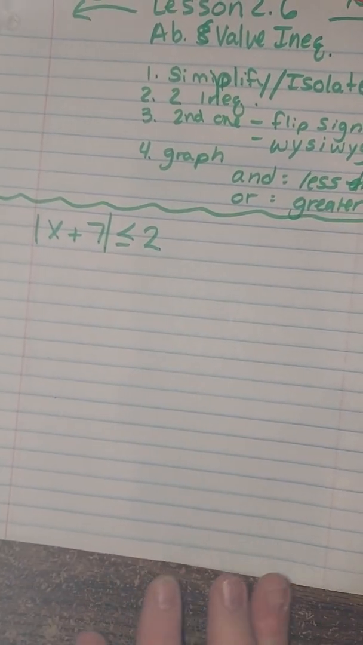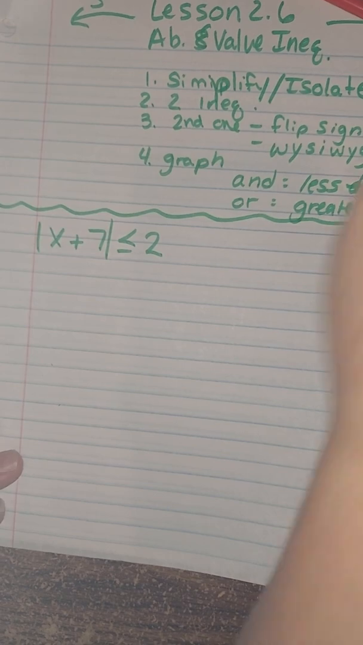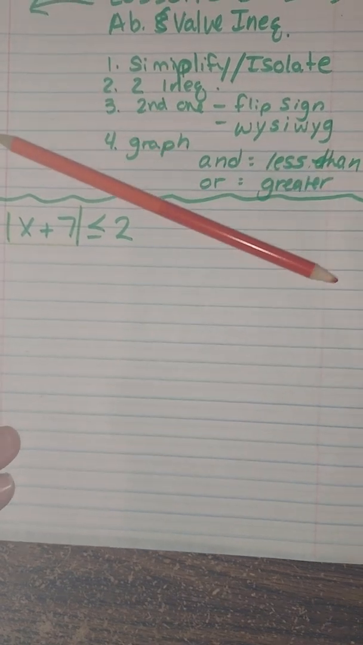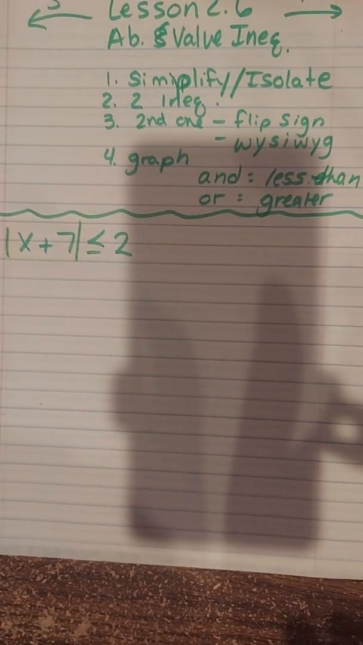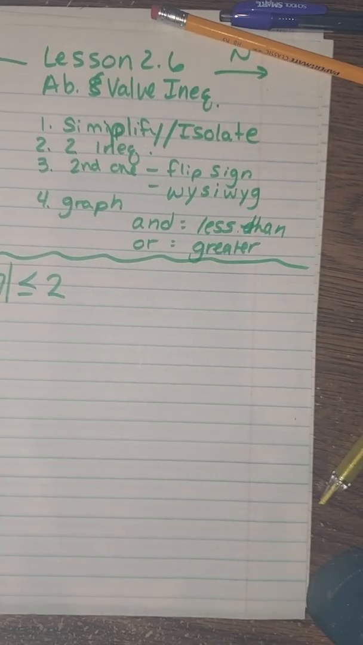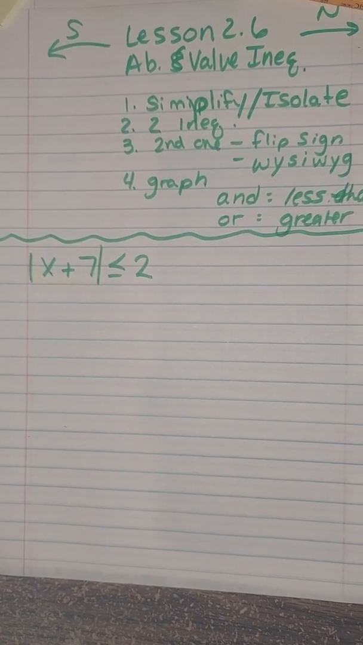Okay, so my first question is, is my absolute value isolated? Is it all by itself? Is it contained in the absolute value? Why, yes it is. It's all by itself, isn't it? I was trying to use my flash to see if it'd make a difference. Okay, there we go.